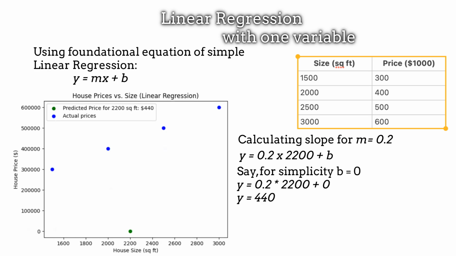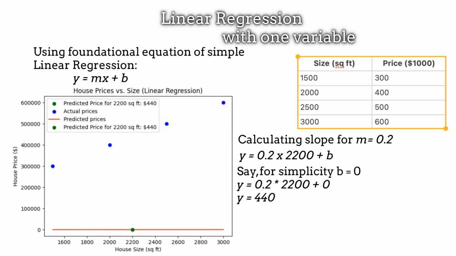The regression line not only highlights the relationship between size and price, but also empowers us to make accurate predictions based on historical data. With this understanding, we can see how linear regression is a powerful tool for tackling real-world problems in real estate and beyond.